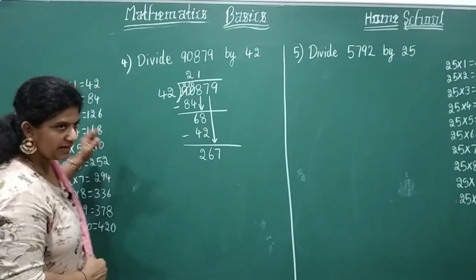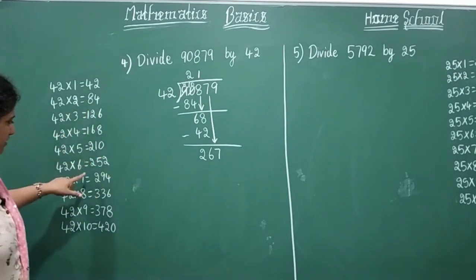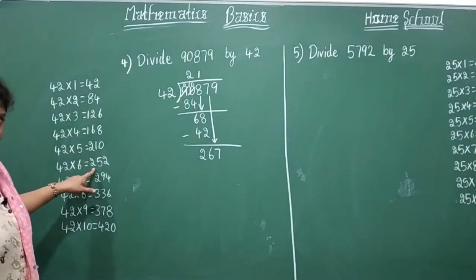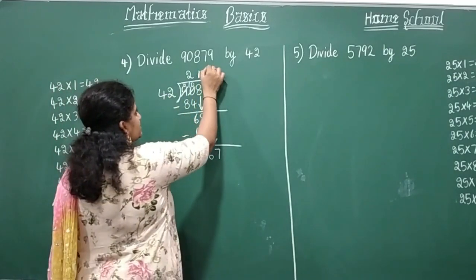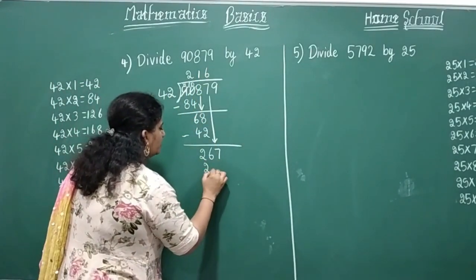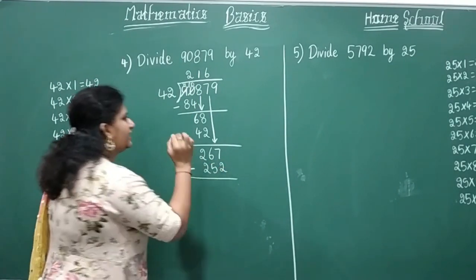267. Look at this table here, children, where you are getting the number nearer to 267. Yes, 42 sixes are 252. Now next, again subtract.